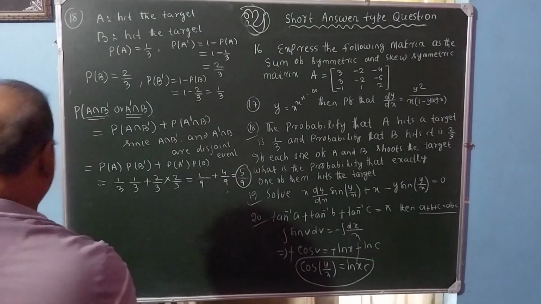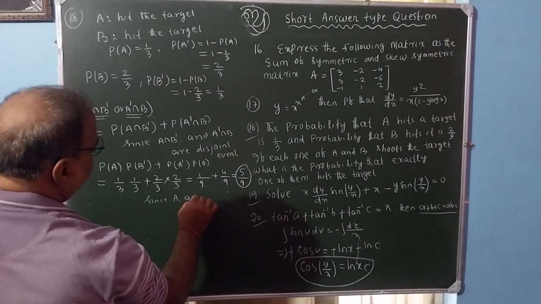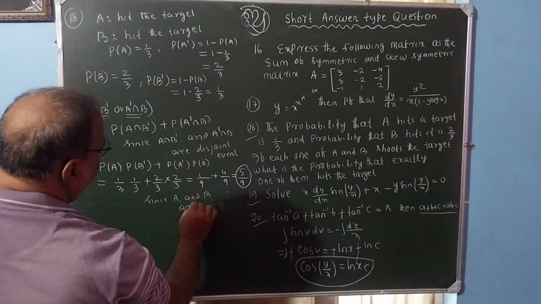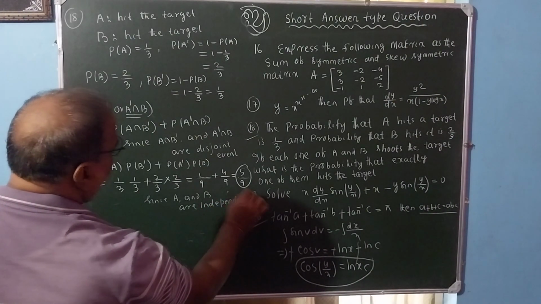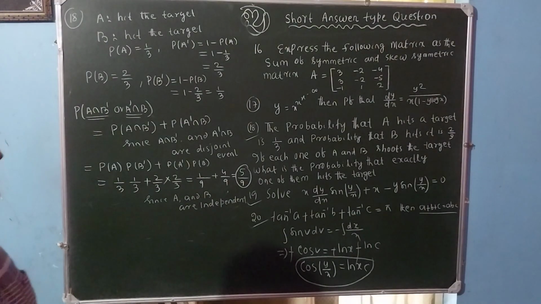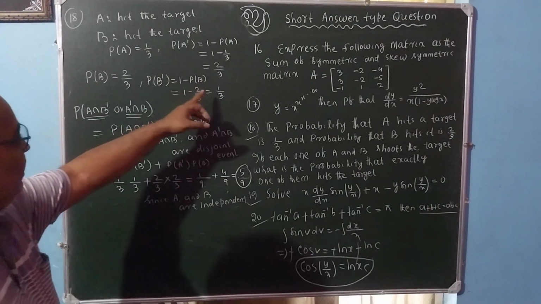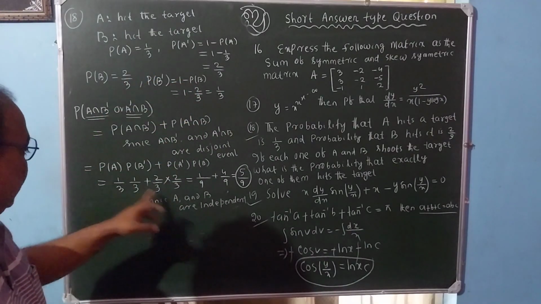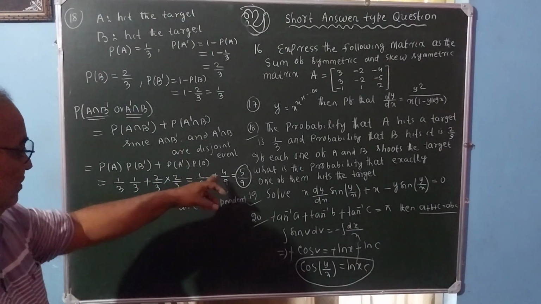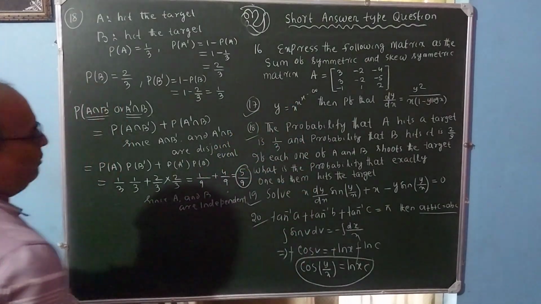Because A and B are independent. Write down, since A and B are independent, then A dash and B are independent, and A and B dash are independent. So applying probability of A 1 by 3, probability of B dash 1 by 3, probability of A dash 2 by 3, probability of B 2 by 3, 1 by 9 plus 4 by 9, that is 5 by 9 is the correct answer. Now we have to work out question number 17.